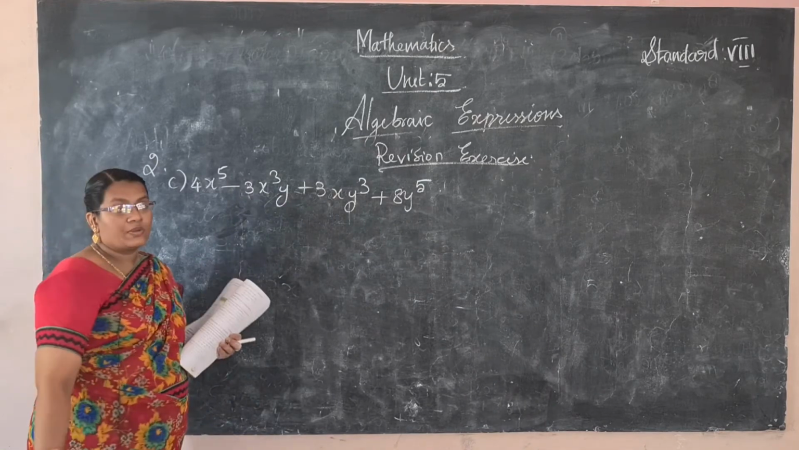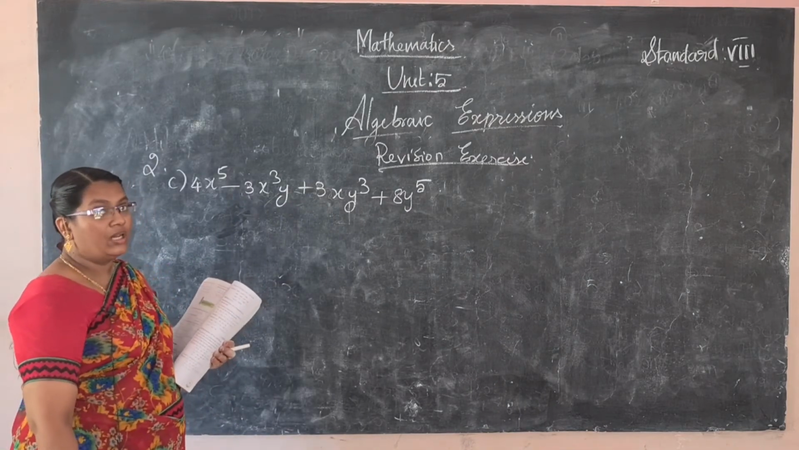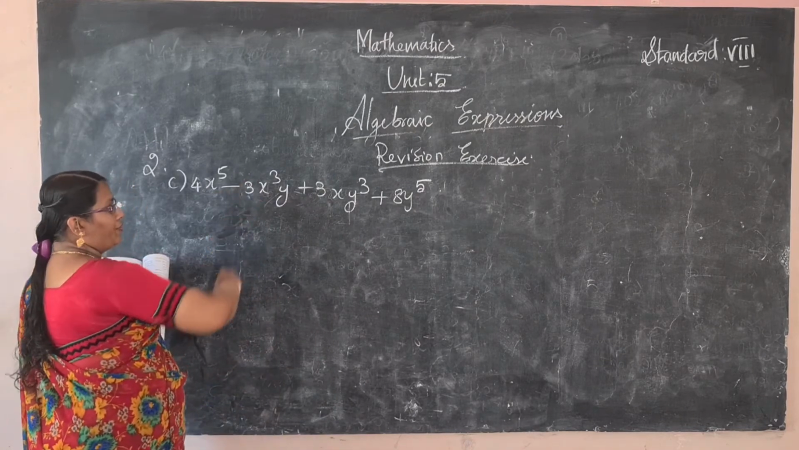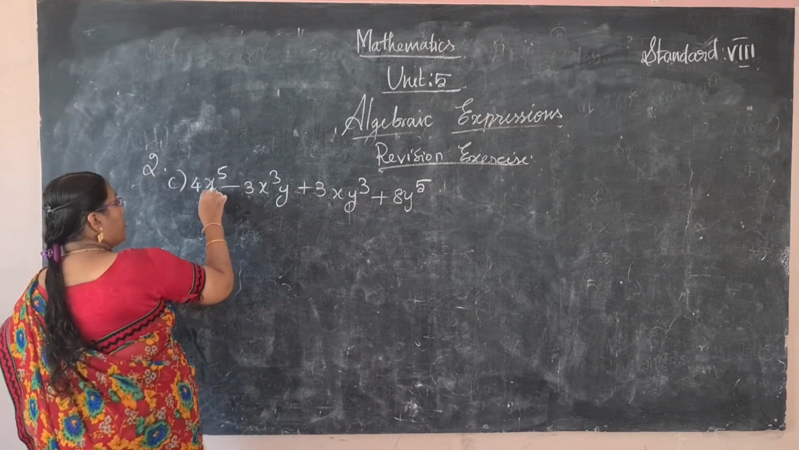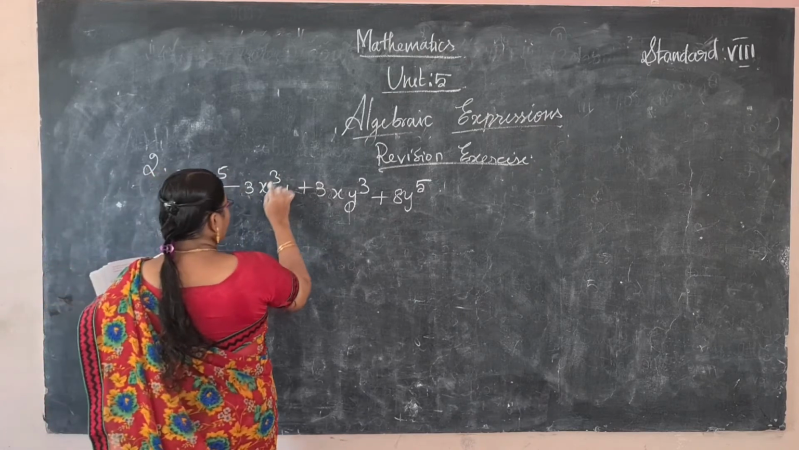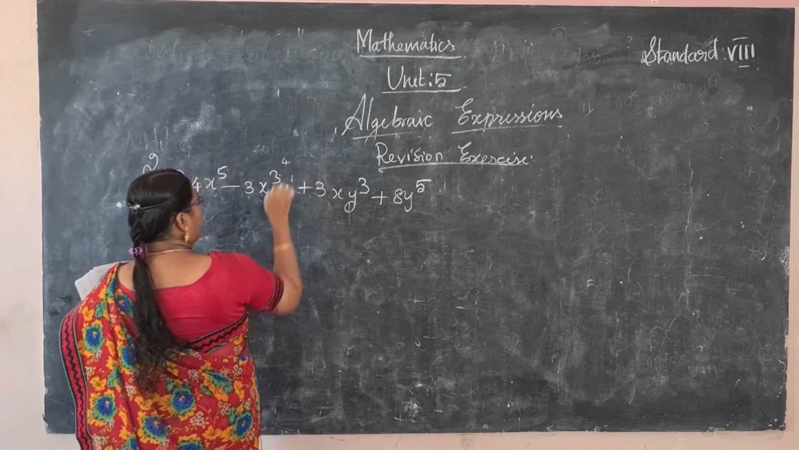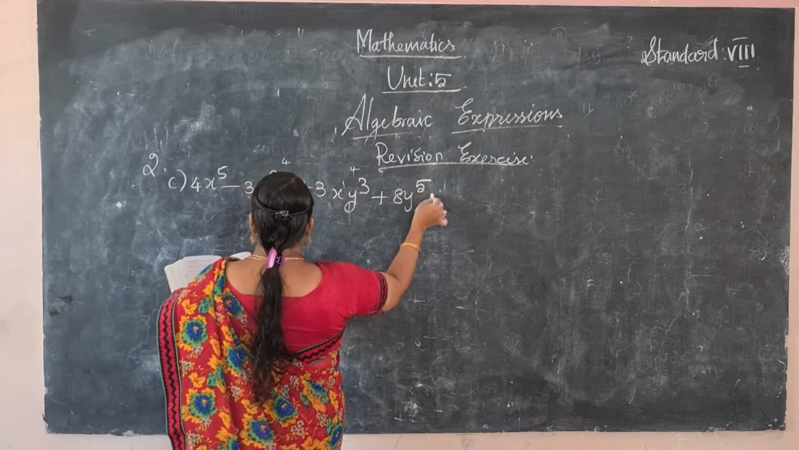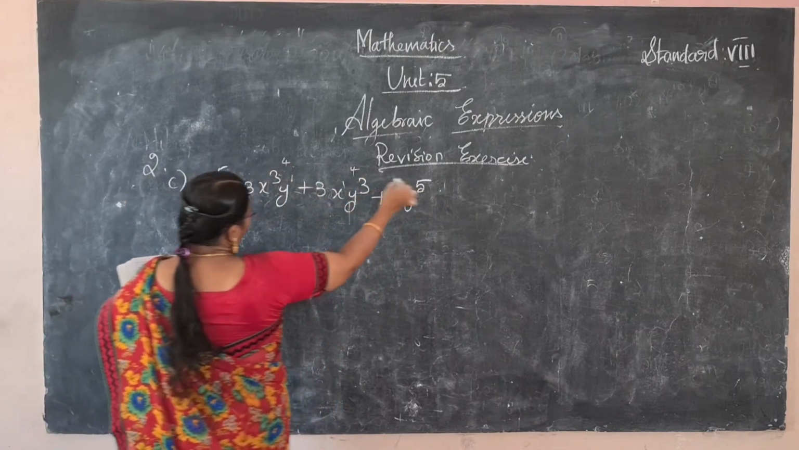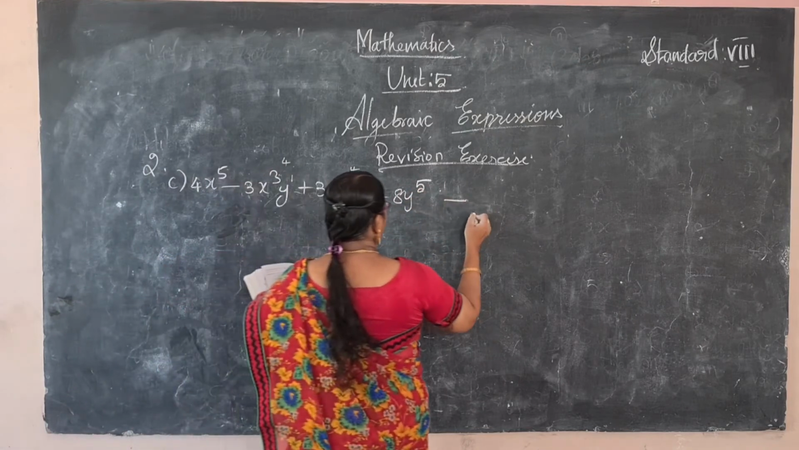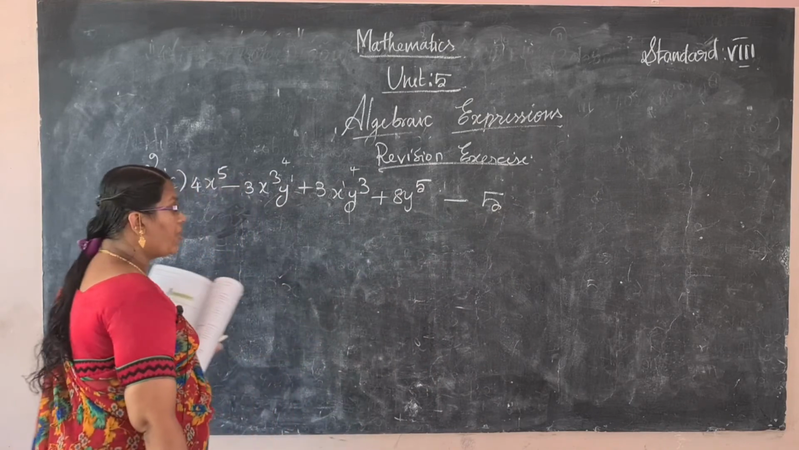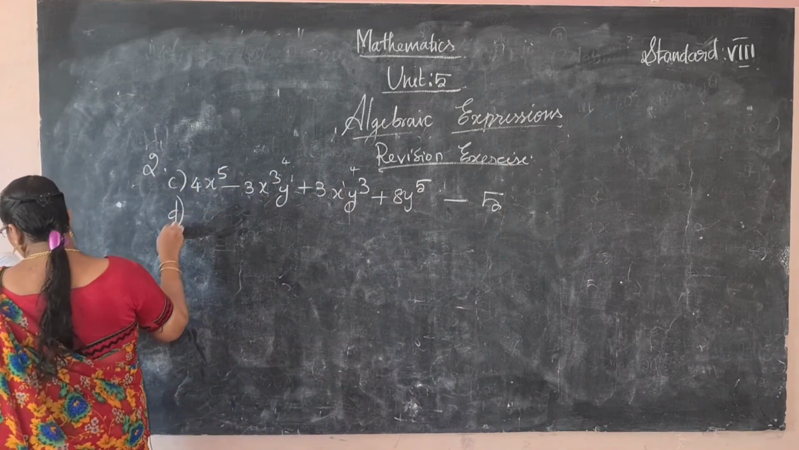So, what is the definition of the degree of a polynomial or an algebraic expression? The highest power of the variable. The highest power of the variable here is 5. Here, 3 plus 1, the power is 4. The highest power here is also 4. So which one is the highest power? 5. So the answer is 5.